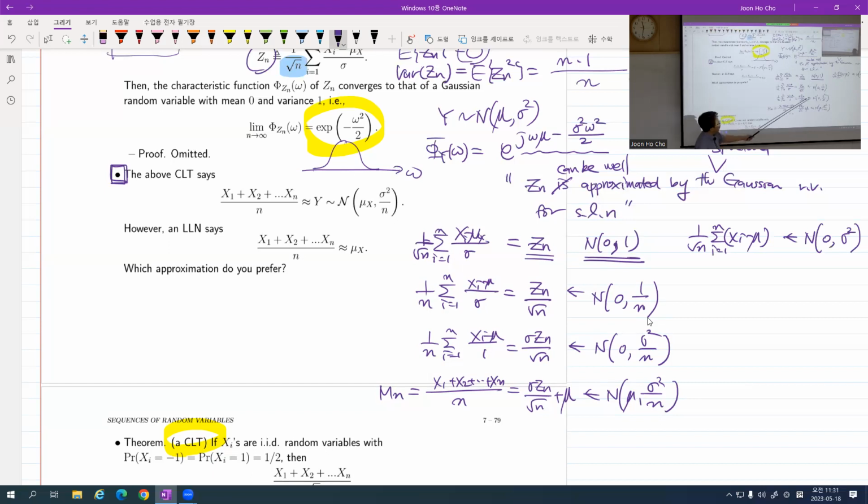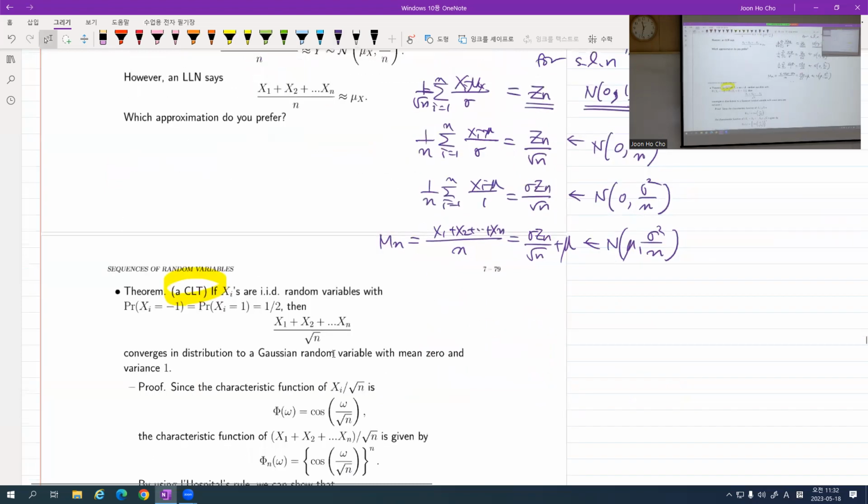But anyway, proving this converges in distribution to that random variable is the same as this one. That's why I recommend you to always normalize or standardize your term to prove the central limit theorem.